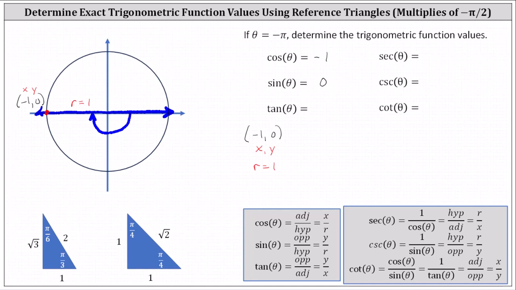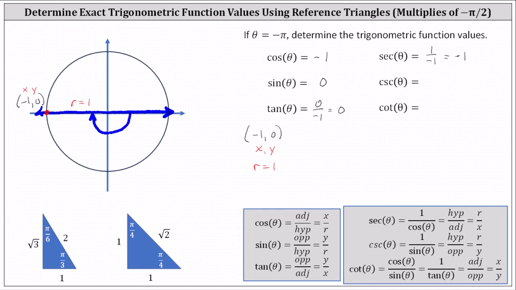Tangent theta equals y divided by x. Notice y divided by x is 0 divided by -1. 0 divided by -1 equals 0. Tangent negative pi radians equals 0. Secant theta equals a reciprocal of cosine theta, or r divided by x, or in our case 1 divided by x. 1 divided by x is 1 divided by -1, which equals -1.